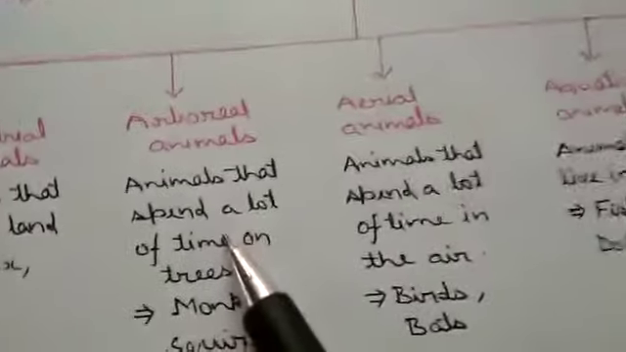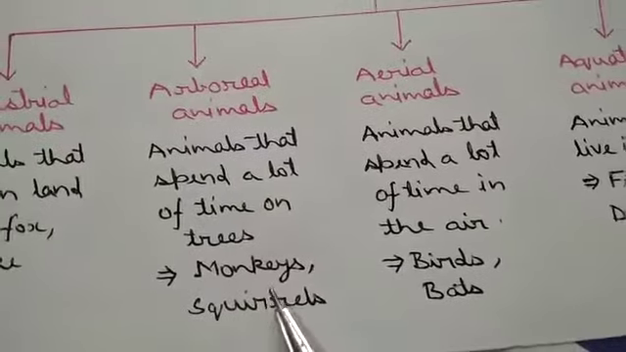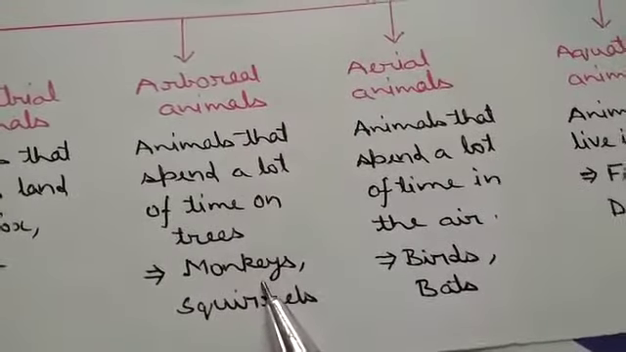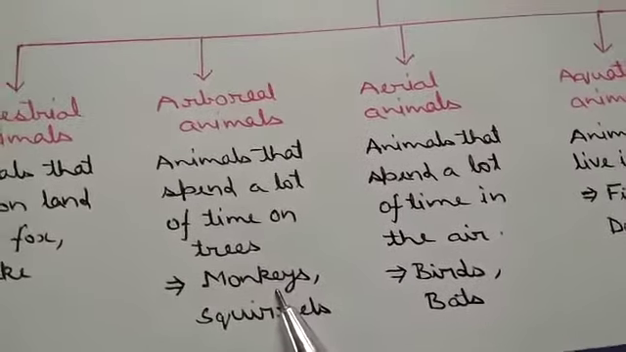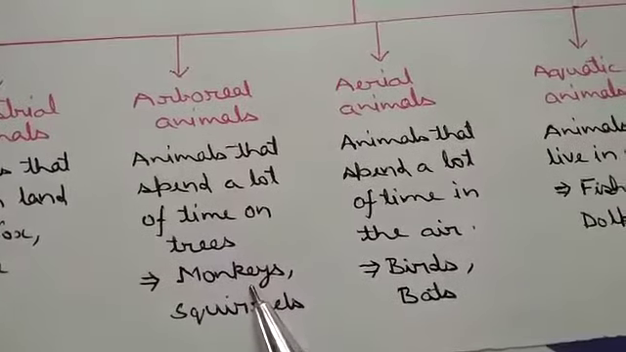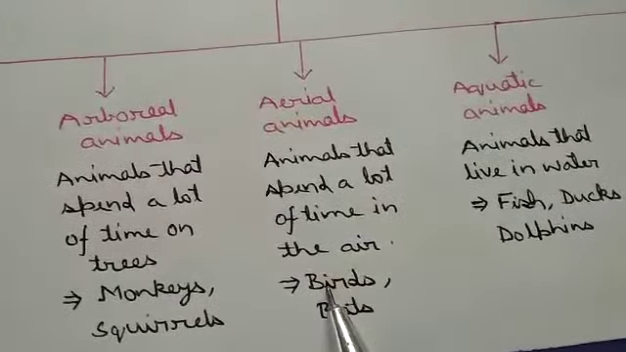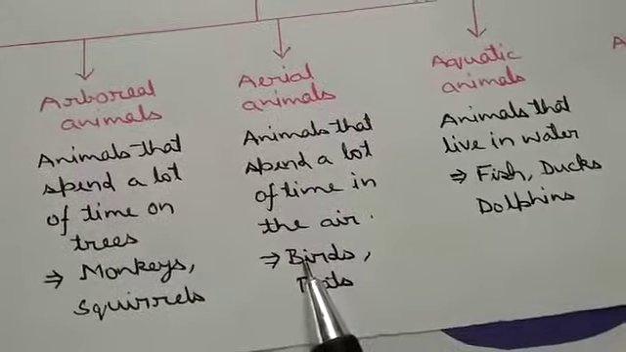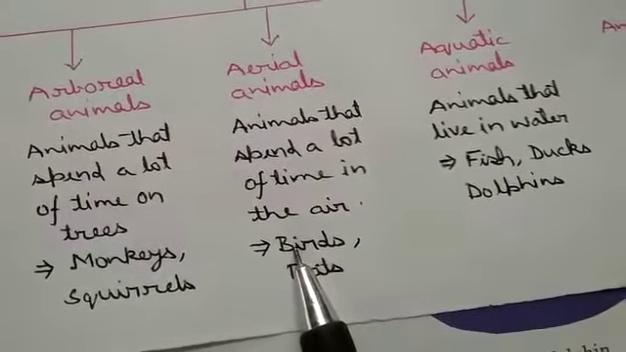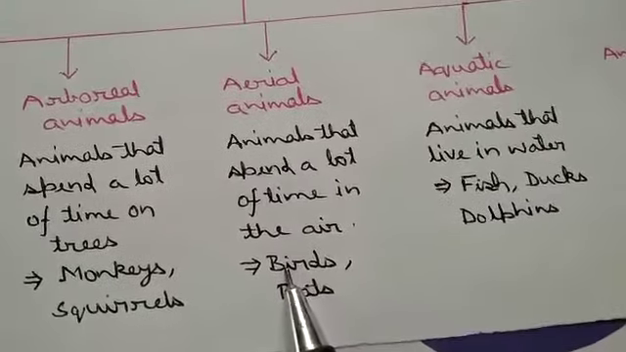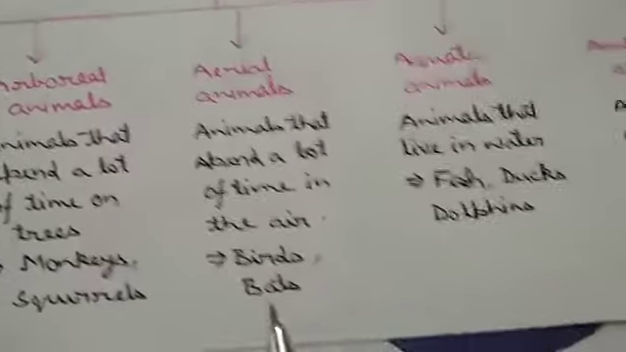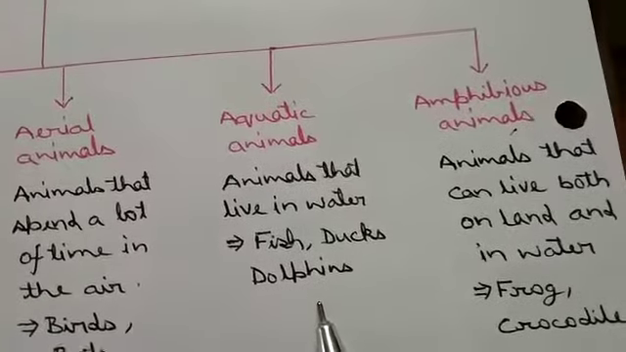Second type is arboreal animals. Animals that spend a lot of time on trees are called arboreal animals. Example, monkeys, squirrel. Third is aerial animals. Animals that spend a lot of time in the air are called aerial animals. Example, birds and bats.